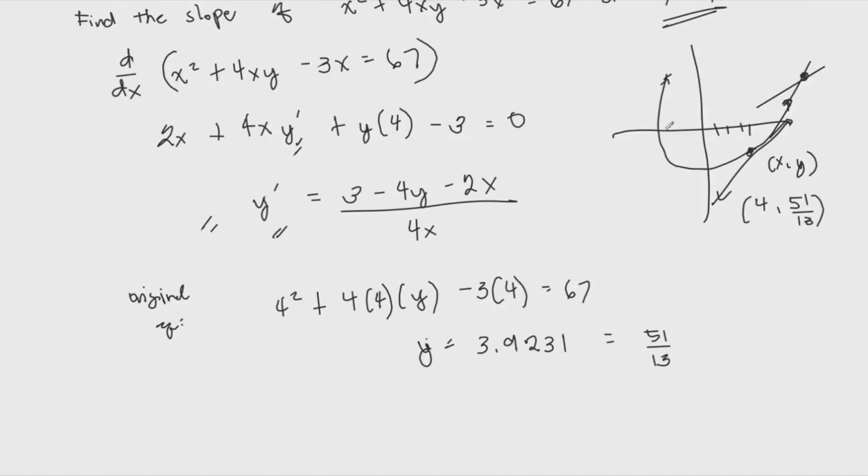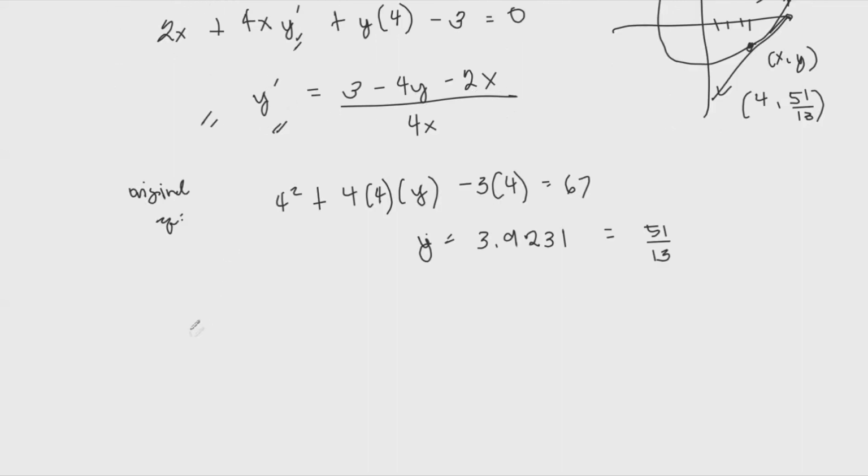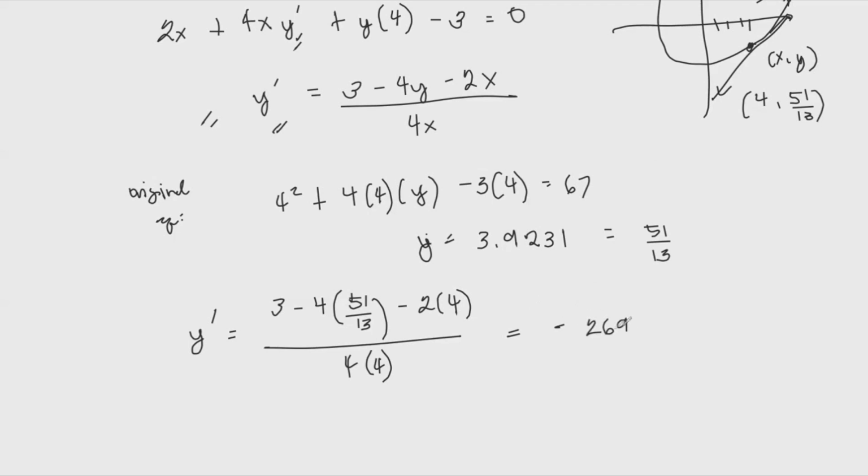So what is important here is just to find the value of y prime. So y prime here is simply the derivative which we obtained through implicit differentiation, and then substitute the value of x and y. So 3 minus 4, and then the y here is 51 over 13, and then minus 2 times 4, and then divided by 4 times 4. So now we have the slope at that point for this equation. So the answer here is negative 269 over 208. So this is the slope for this equation.